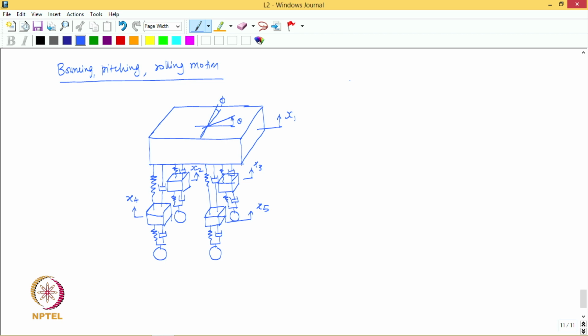In this way we have now 3 plus 4, that is 7 degrees of freedom, let us say a 7 DOF model, where x1 is the bouncing motion, then we have the pitching motion theta, then the rolling motion phi, and then x2, x3, x4, x5 as the vertical displacement of the 4 tires. So this is another model. This also is a lump parameter model. So this is a fourth model.